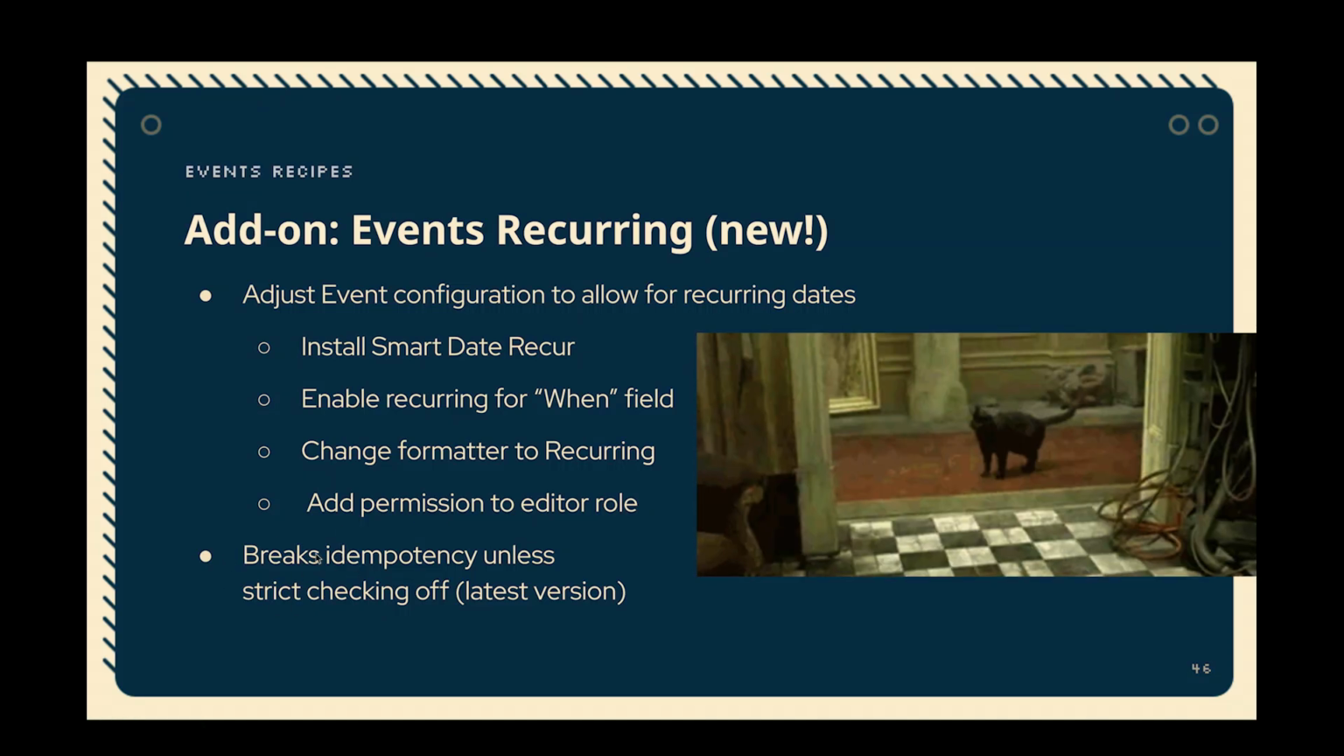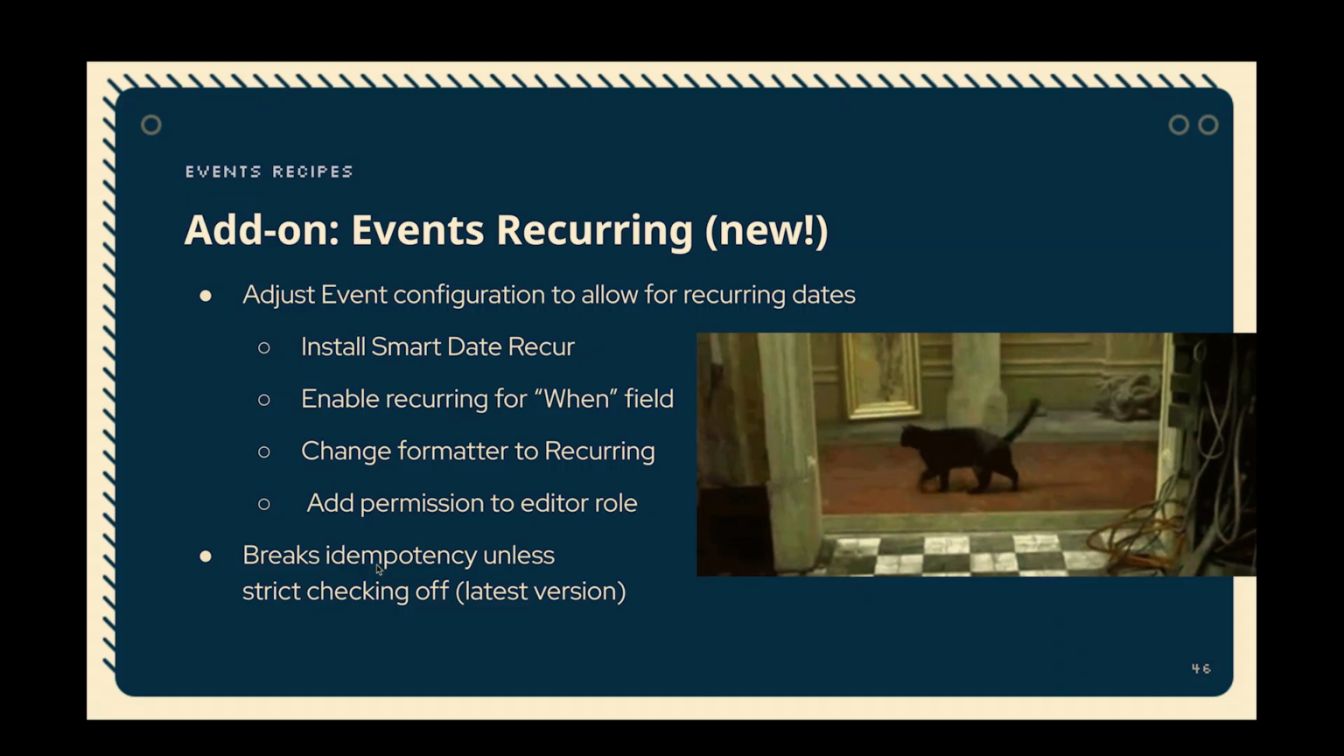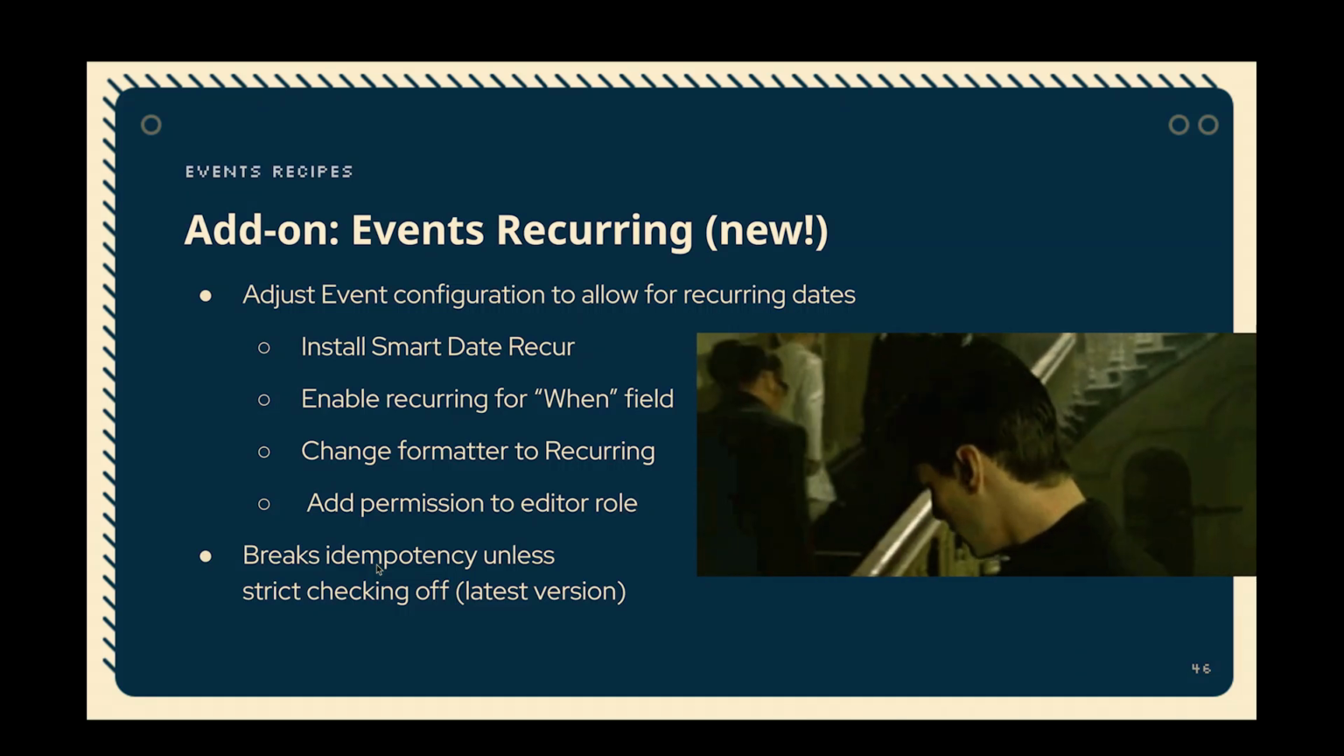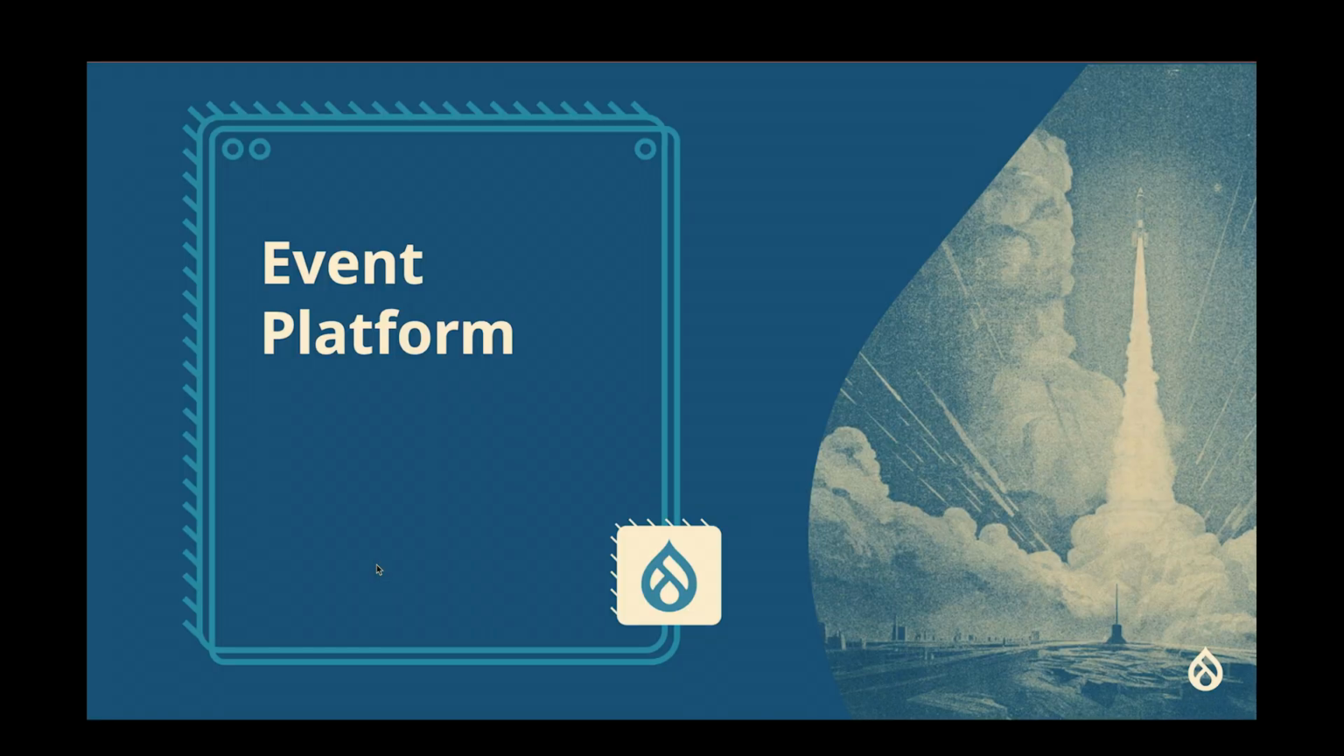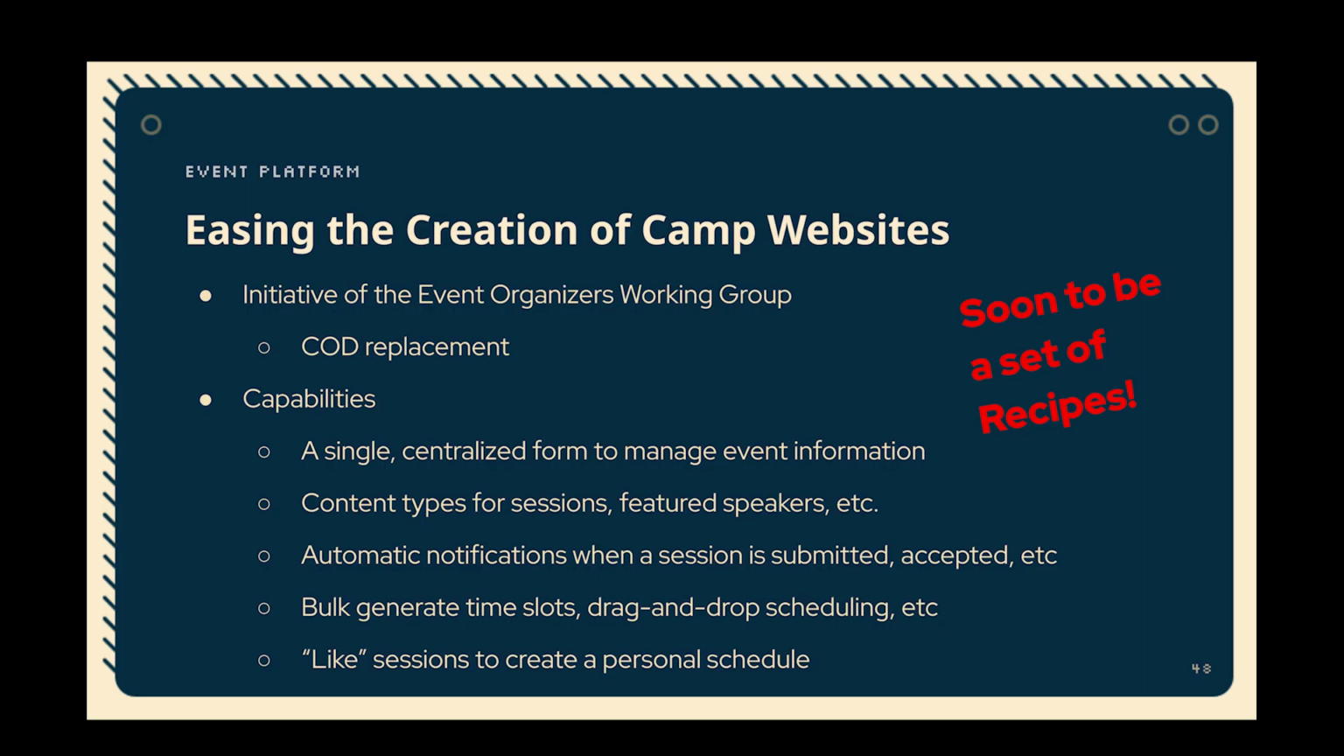Older versions had an issue where they would actually break the idempotency of the events recipe, but the newer versions have that solved. And then the last thing that I'm going to talk about is something called the event platform, which is really a replacement for the older Camp Organizers distribution, or COD as people call it within the community, really bringing that same capabilities into modern Drupal. So it gives you an easy way to spin up a new Drupal Camp website.